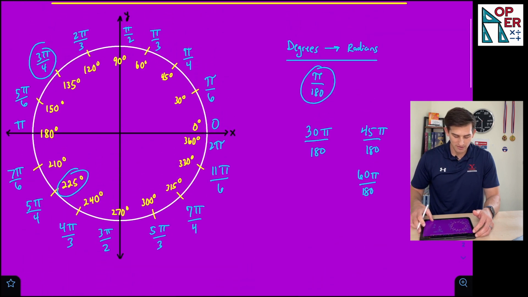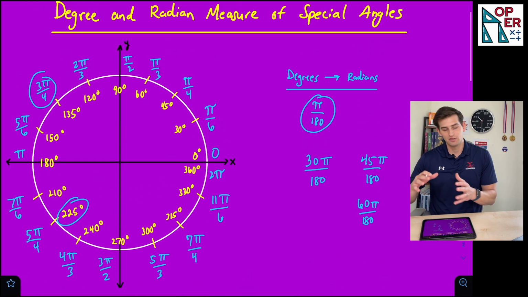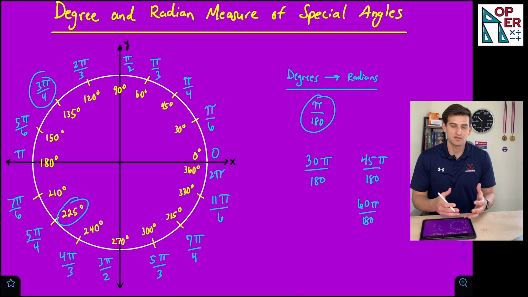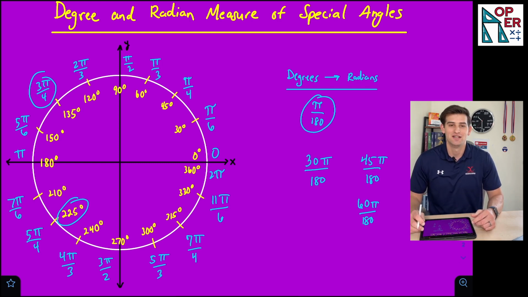So we'll go back up here to the top. These are some special radian and degree measures for special angles and how we can use them, memorize them to help make our lives a little bit easier in math class.